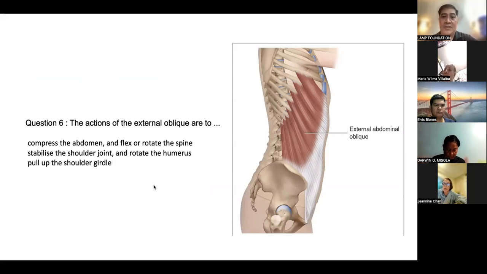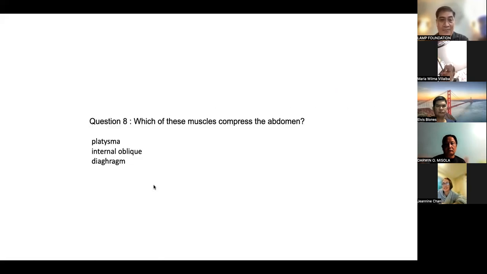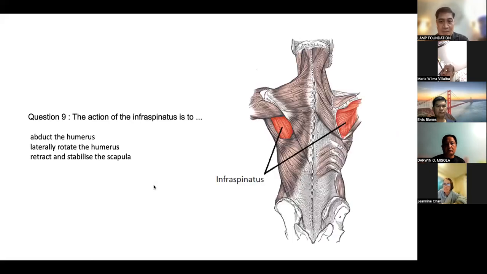Correct. Action of the levator scapulae is to flex the thoracic vertebral column. Sa pangalan pa lang ha, levator scapulae, may idea ka na. So, does it flex the thoracic vertebra? False. Very good. Yun na nga, scapula lang, di ba? Ine-elevate. Which of these muscles compress the abdomen? Internal oblique. Wow. Action of the infraspinatus. Laterally rotate the humerus. Okay.